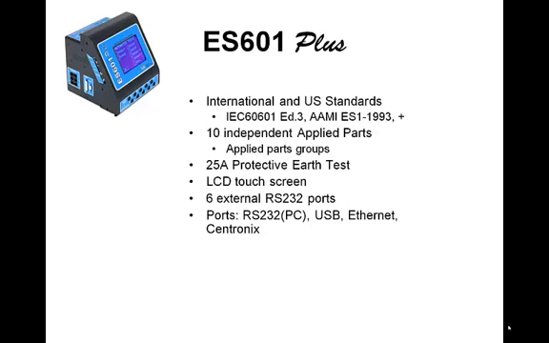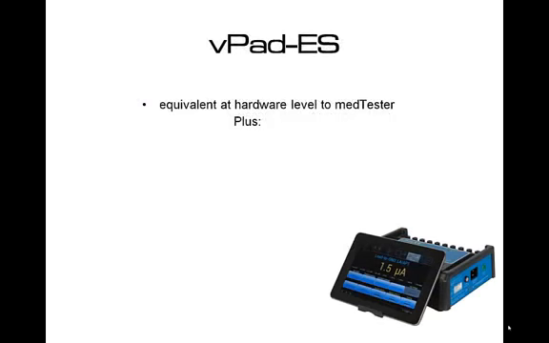Our new CMMS option overcomes some memory limitations of the original ES601, providing 2 GB of removable USB memory. This is more than enough for all your safety and performance tests, plus basic information on all your equipment inventory as well. But what we're going to spend most of our time discussing today is the vPad-ES safety analyzer.